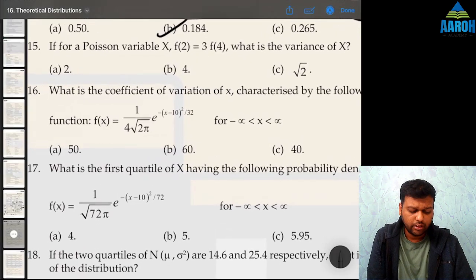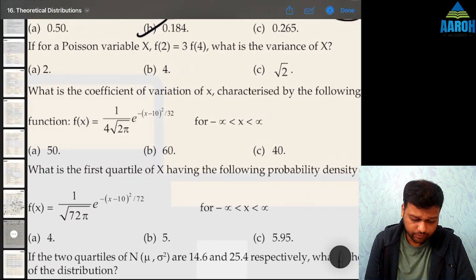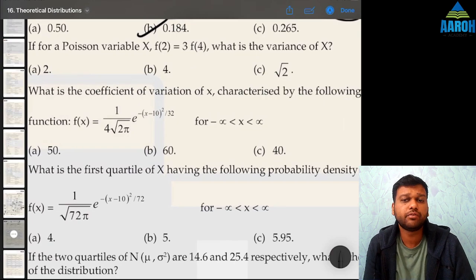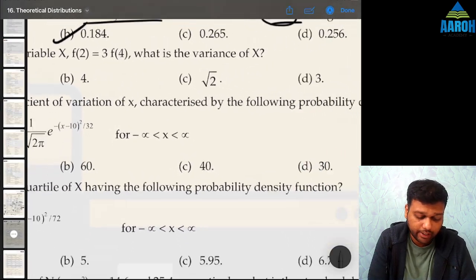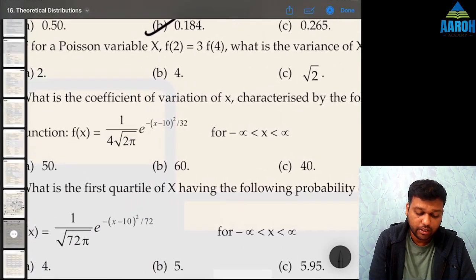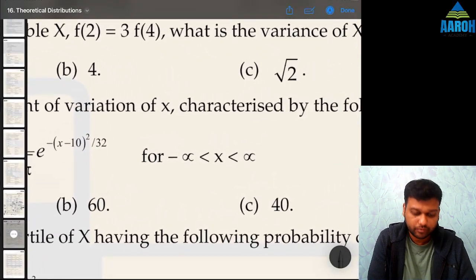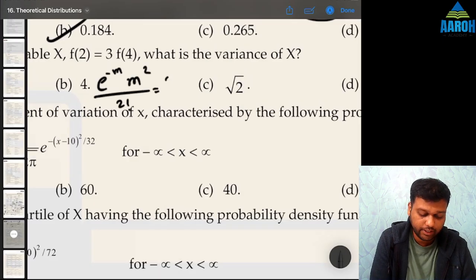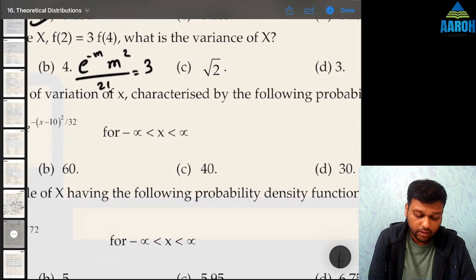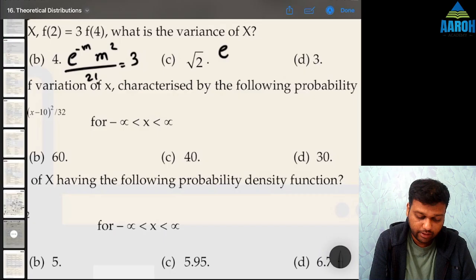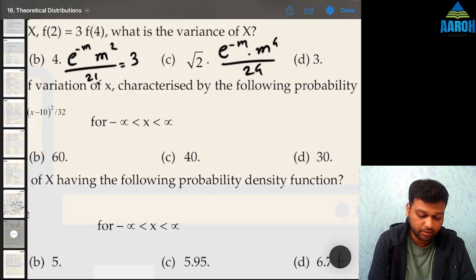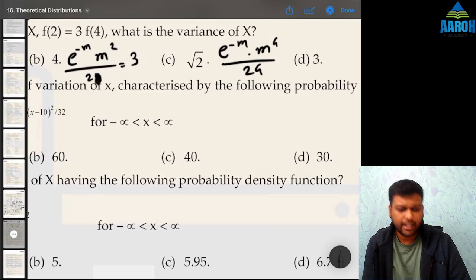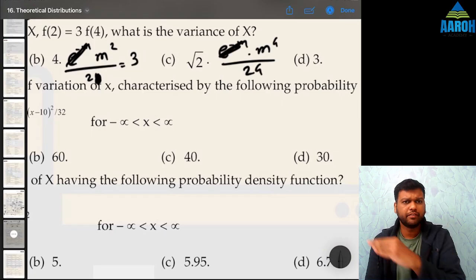Next, if for a Poisson variable x, f of 2 is equal to 3 times f of 4, what is the variance of x? Now we'll have to calculate this. There is no shortcut as such. F of 2 means probability that x is equal to 2. That is e raised to minus m into m raised to x upon x factorial is equal to, they are saying 3 times f of 4, that is, I'll write it here, e raised to minus m into m raised to 4 upon 4 factorial, that is 24. This is 2. Can I just cancel e raised to minus m on both sides? Because if we divide, it will be cancelled, right?